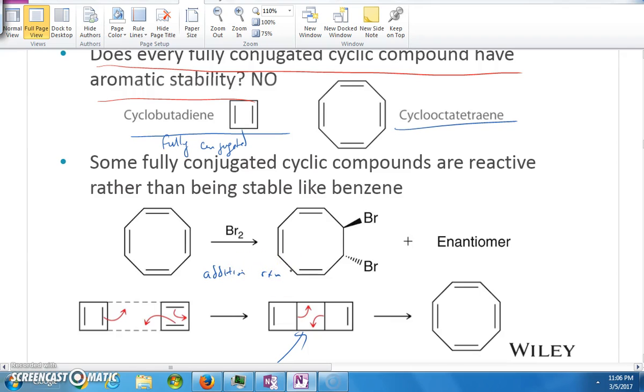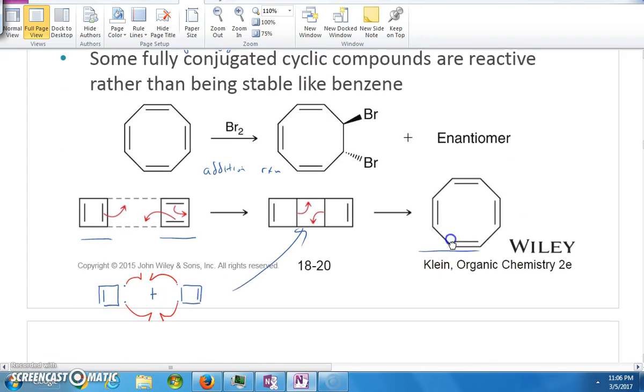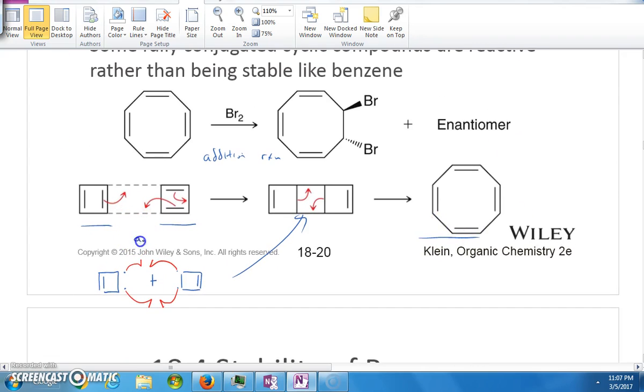Similarly, you can have 2 units of cyclobutadiene dimerizing to give cyclooctatetraene, meaning that they can actually undergo an addition reaction. This is unlike benzene. Benzene does not undergo addition reactions. In fact, it only undergoes substitution reactions.